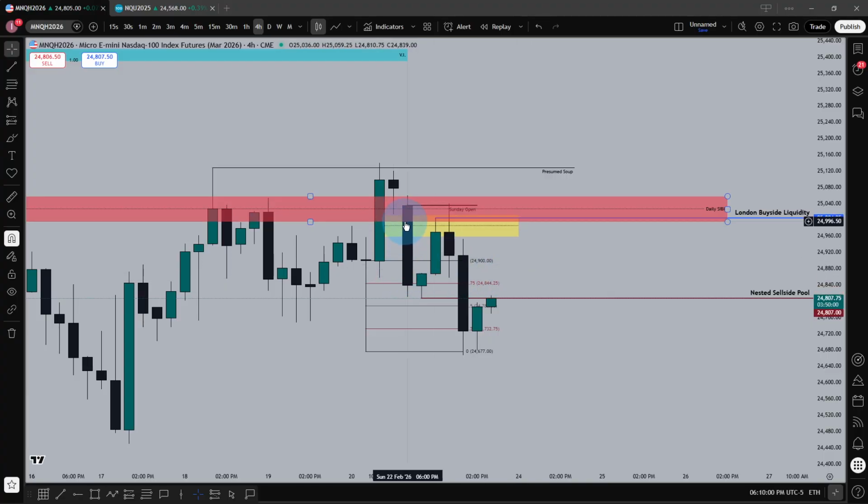So we saw that on the night of Sunday, price moved into this and created a sell side pool that rested just above the consequent encroachment of this wick here. I call this the nested sell side pool. It doesn't really have a meaning. It's just a way that I describe pools that sit above or below arrays or points of interest.